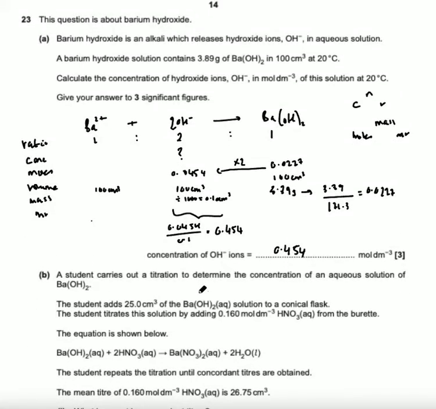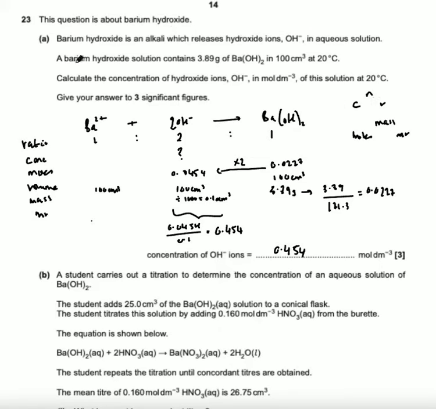So, 23. This question is about barium hydroxide. Barium hydroxide is an alkali which releases hydroxide ions, OH-, in aqueous solution. A barium hydroxide solution contains 3.89 grams of barium hydroxide in 100 centimeters cubed at 20 degrees Celsius. Calculate the concentration of hydroxide ions in moles per decimeters cubed of this solution at 20 degrees. Give your answer to the significant figures.